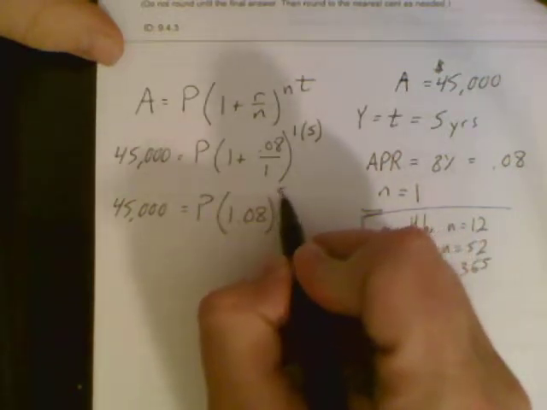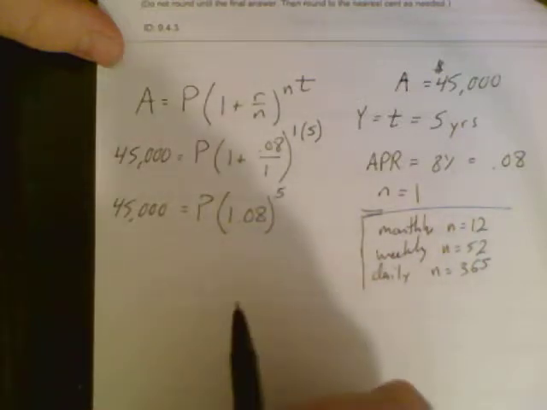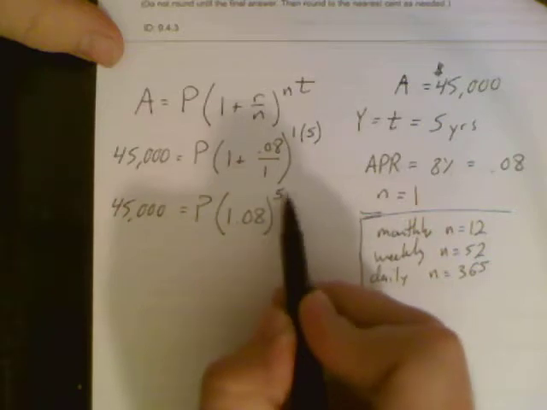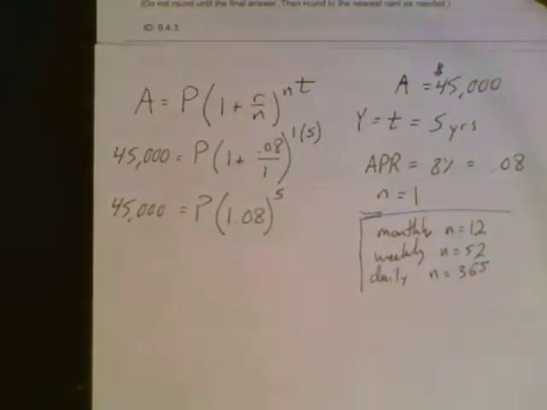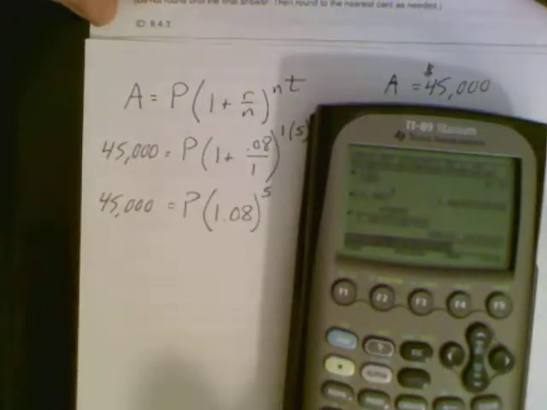In this case, it's going to be to the power of 5, because 1 times 5, if I simplify that, is 5. Notice how I did this. I did the base inside the parentheses, and I did the exponent separately. After I've done that, I'm going to get my calculator out, and in my calculator, I'm going to type in 1.08 to the power of 5.